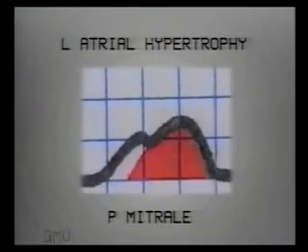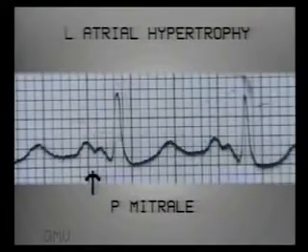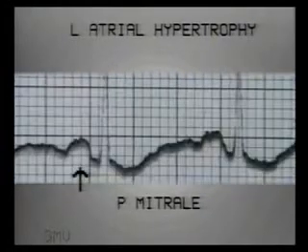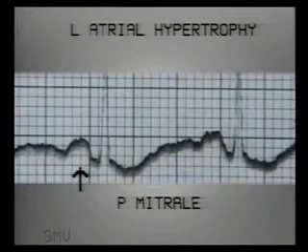Since this is common in mitral valve diseases, it is termed P mitrale. Note the P mitrale, notched and 3.5 small squares wide. Width more than 2.5 squares is the main criterion. This is another P mitrale, not notched but 3 small squares wide.